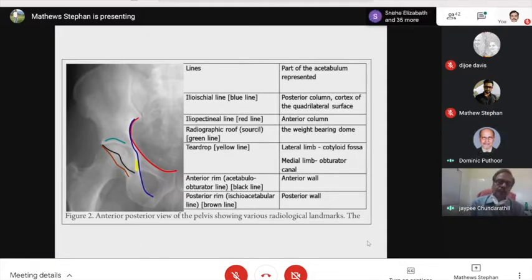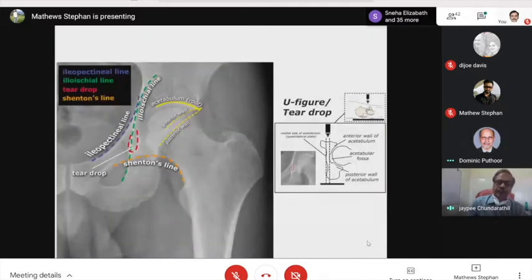It's very important. That's how you can reconstruct it. Number one. Number two, you should get the opposite side also. That's what is supposed to be normal for this patient.